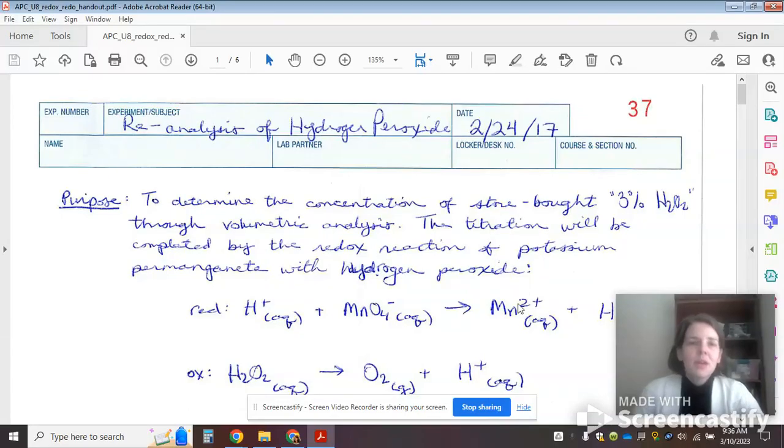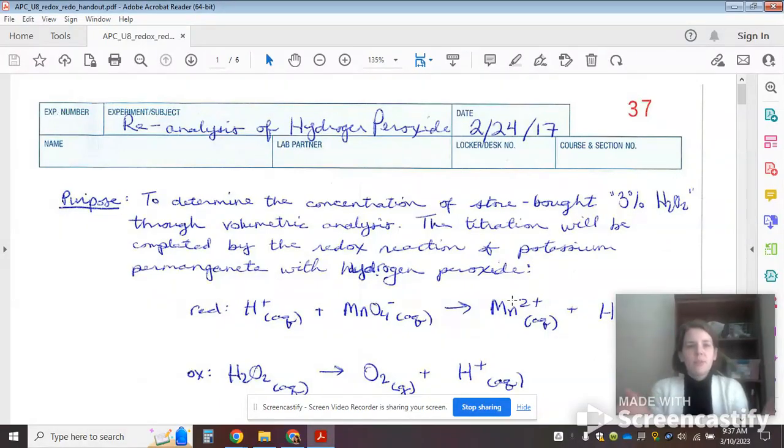Hey AP Chem. Today what we're going to do is look at a redox titration that we actually did back in the fall. So this is a titration where we're trying to figure out the amount of hydrogen peroxide present in a 3% solution from the grocery store.